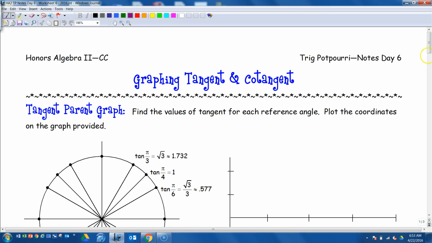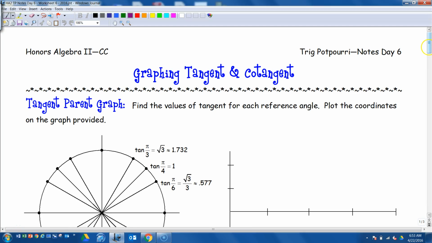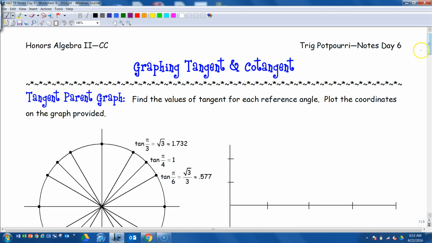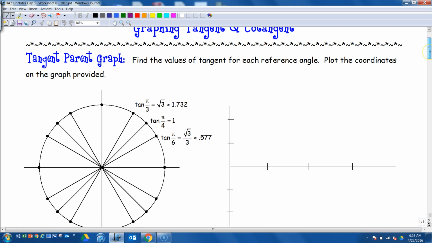Alright class, the last thing we're going to do in this little mini unit is graphing tangent and cotangent. So, first thing I want you guys to see is that on the unit circle, tangent, remember, is y over x. Except I wrote the point wrong here. This should be a 1, 0. So tangent at 0 degrees is equal to 0 over 1, which is equal to 0.